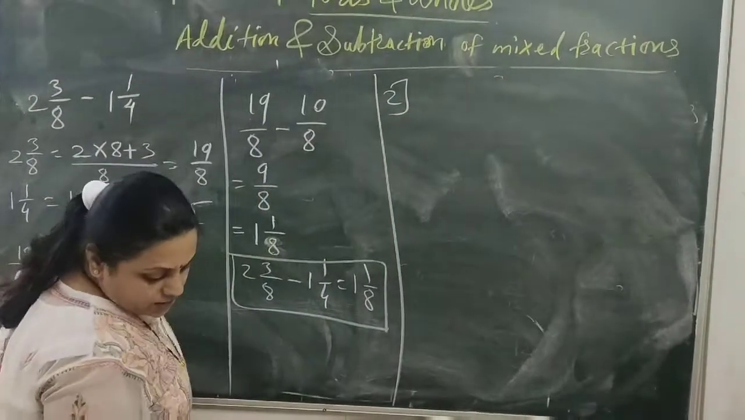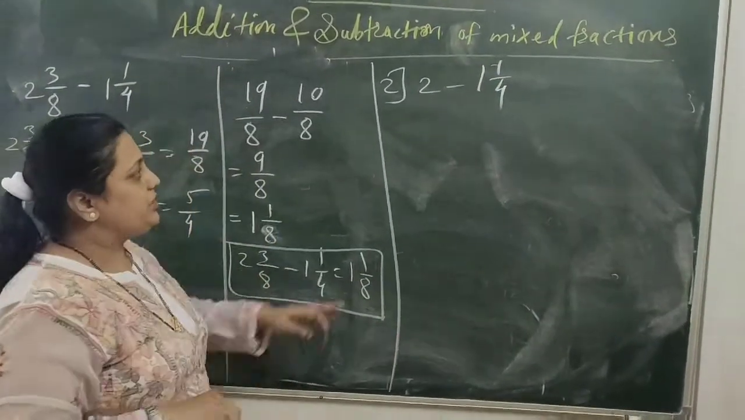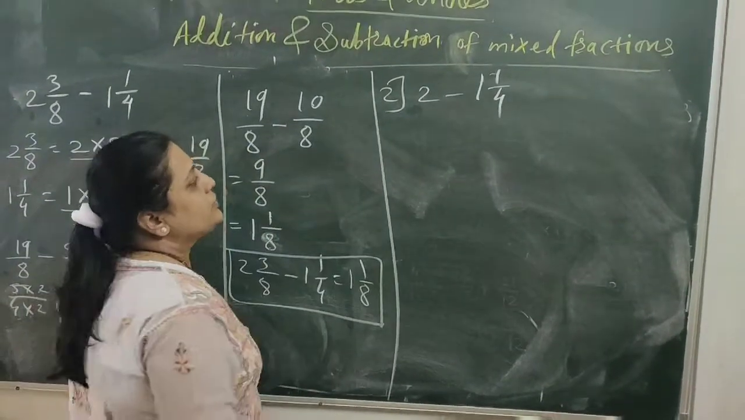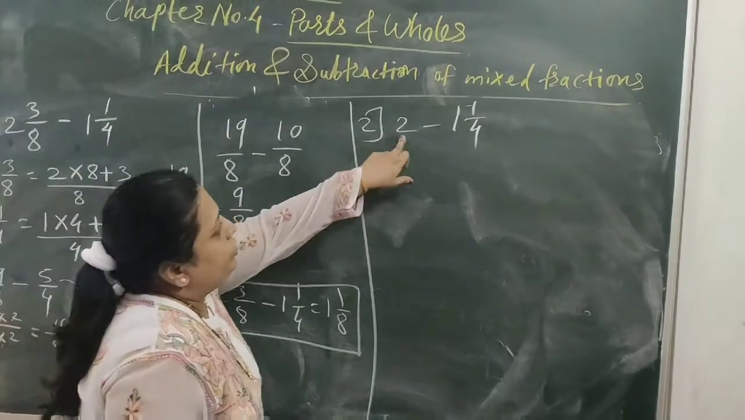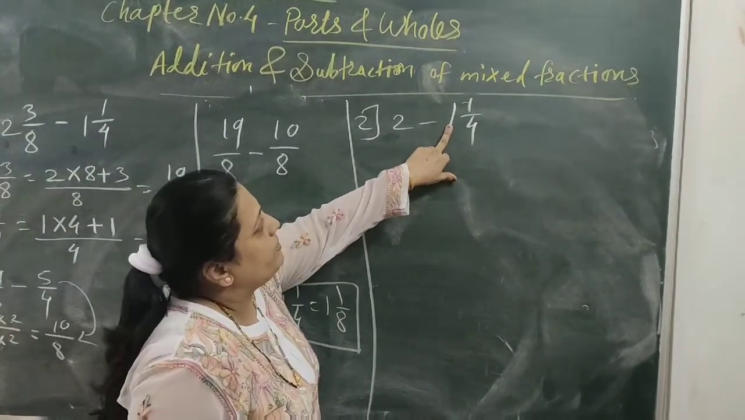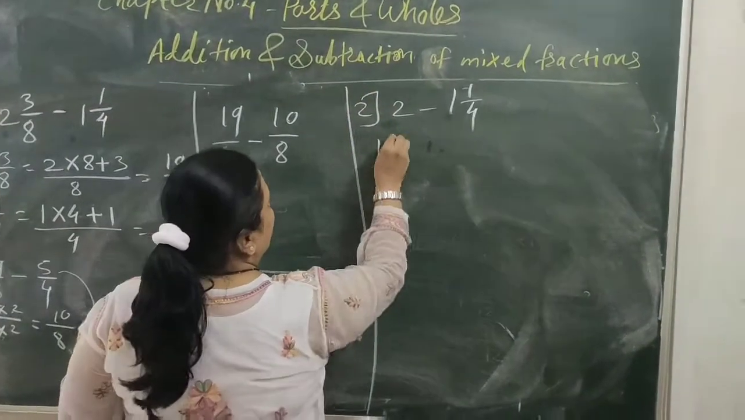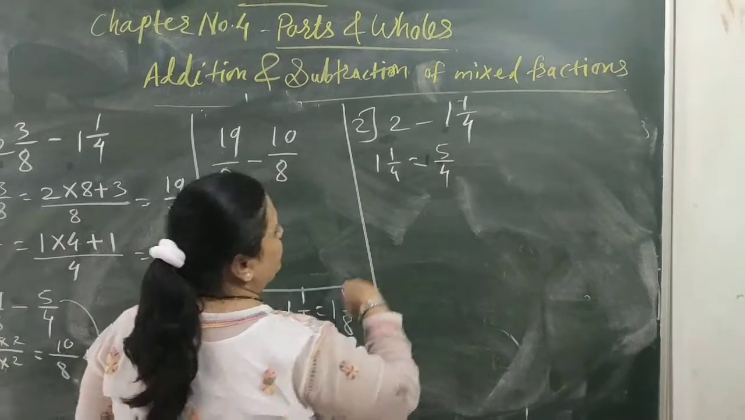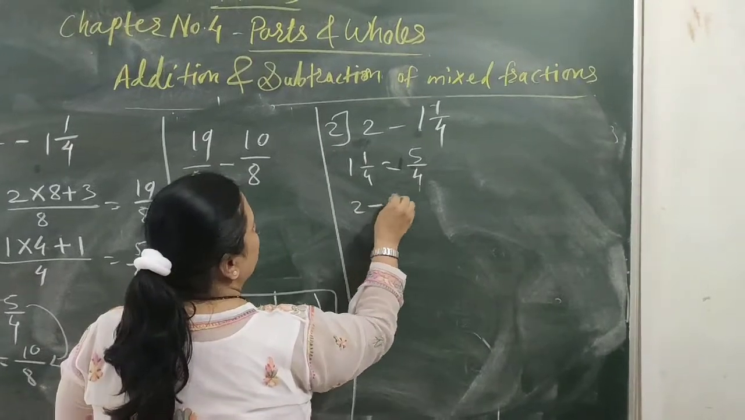Here 2 minus 1 1 by 4. Now children, here 2 is a whole number and here 1 1 by 4. So here it is very easy to find out the answer. How? Whole number minus whole number. So what will be the answer? 1 1 by 4. But let's solve it with our method. So 1 1 by 4 is equal to 4 1s are 4 plus 1, 5 by 4. Directly I have written the improper fraction. So what is it? 2 minus 5 by 4.